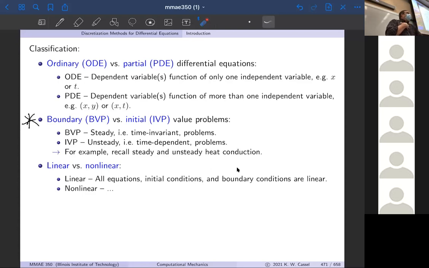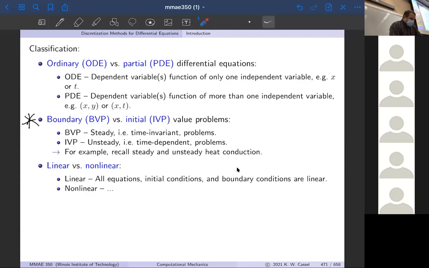However, again, for our purposes, we want to develop numerical methods for these differential equations. The most important distinction in terms of what types of methods and how I develop those methods is whether it's a boundary value or initial value problem. They're fundamentally different types of equations governing fundamentally different types of behavior, physical behavior. So our numerical methods will have to reflect that. So we'll look at both of those separately.